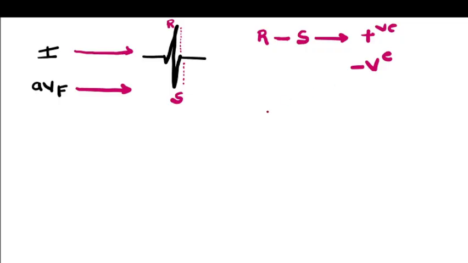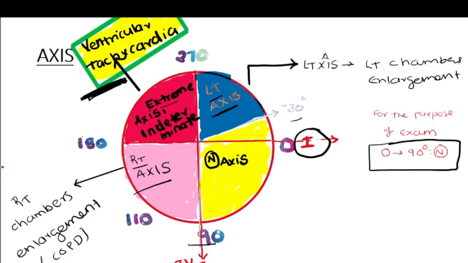After this, we will apply this positive and negative in a different figure to find out the axis. That is what we do. So before that, we should know what is normal axis, what is right axis deviation, what is left axis deviation, and what is extreme axis deviation. For that, I'm going to show you a figure now, this one.